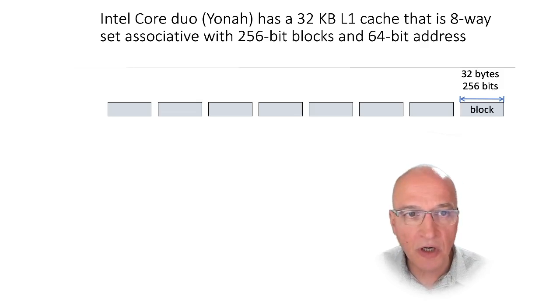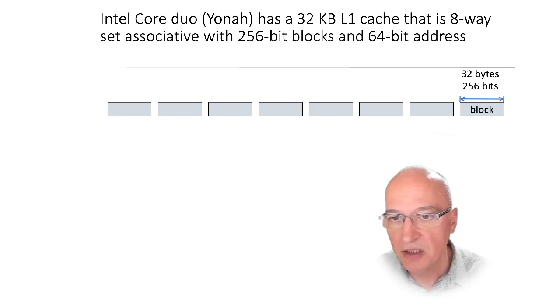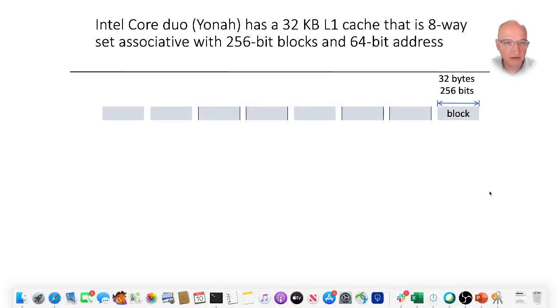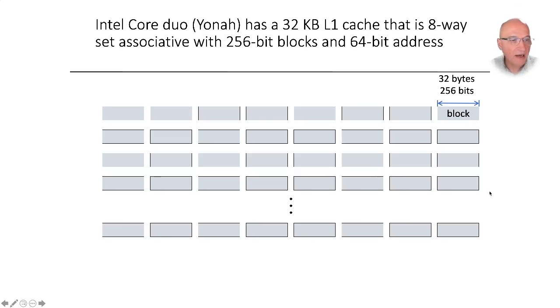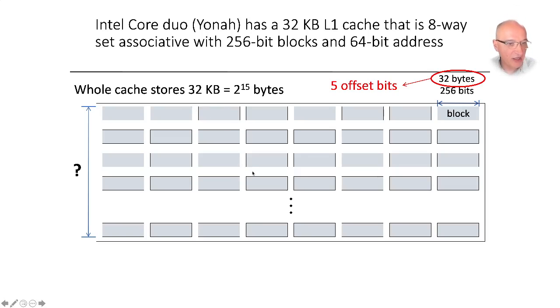So I can now draw the rest of the cache. Let's just adjust my own picture here in the slide, and then we can see the rest of the cache. So I will have a number of sets in this cache. The question is how many sets. So the cache stores 32 kilobytes, which is 2 to the 15 bytes. To find the number of sets, I need to know that I have 32 bytes per block. That gives me 5 bits for the offset. And now what I need to know is how many of those sets I have in the cache.